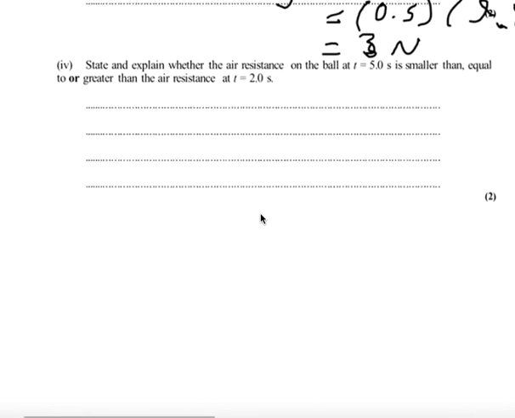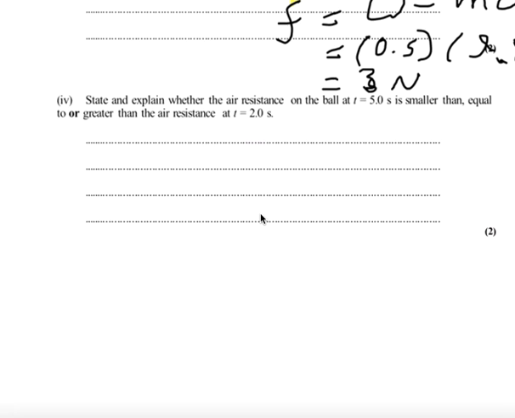So the answer is that it's greater than the air resistance at 2 seconds. And the reason for that is that as the ball travels faster and faster and faster, as its velocity goes up, it experiences a greater air resistance.